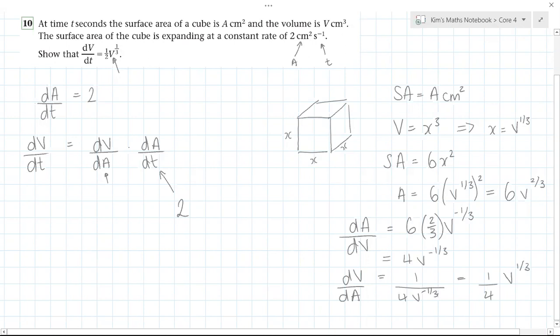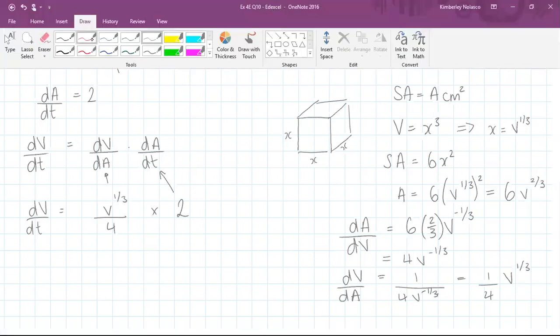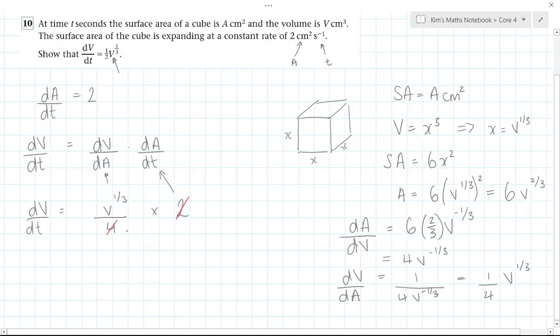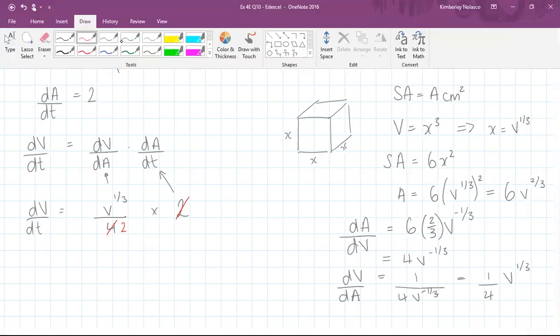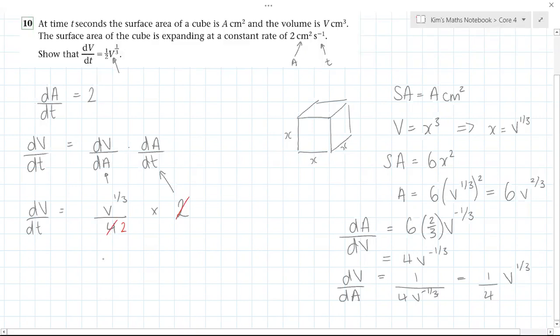So I'm going to substitute that in for dV/dA. So we get V to the third over 4 times by 2, and that gives me dV/dt. So simplifying that again, 2 divided by 4 gives us a half. So I am left with V to the third over 2, and that is dV/dt.